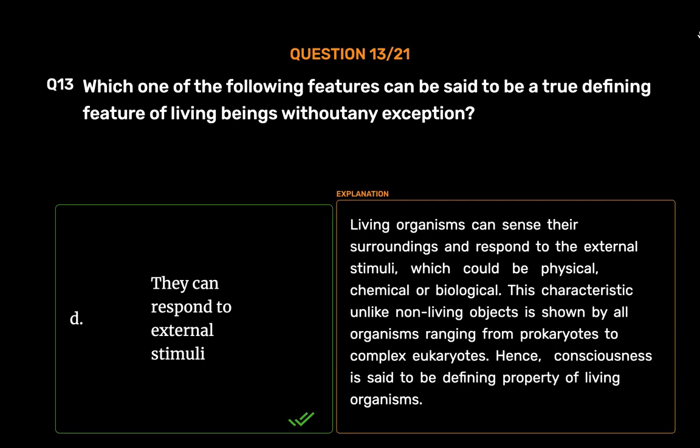Living organisms can sense their surroundings and respond to the external stimuli, which could be physical, chemical or biological. This characteristic, unlike non-living objects, is shown by all organisms ranging from prokaryotes to complex eukaryotes. Hence, consciousness is said to be the defining property of living organisms.